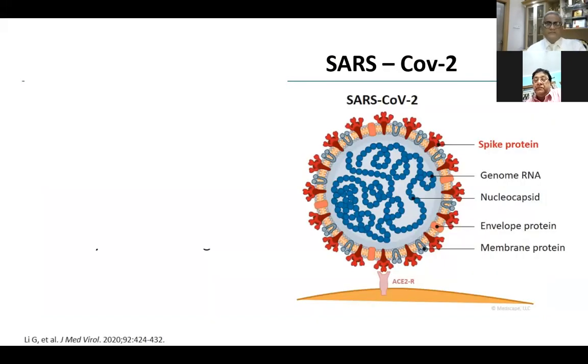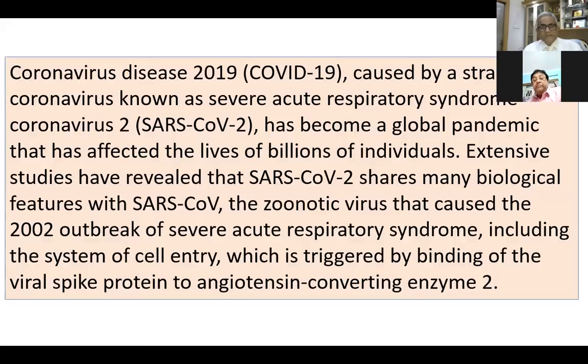And we all know that SARS-CoV-2 is basically a kind of RNA virus. We measure 4 important proteins around its envelope: spike protein, genomic RNA, nucleocapsid, envelope protein, and membrane protein. And the key entry receptor, as Jayanta has mentioned, and you also mentioned in your initial introductory remark, is that ACE2 is an important component of causing all these problems. So I'm not getting into the detail of ACE2, but COVID-19, caused by a strain of coronavirus, which is SARS-CoV-2, has become a global pandemic that has affected the lives of billions of individuals.